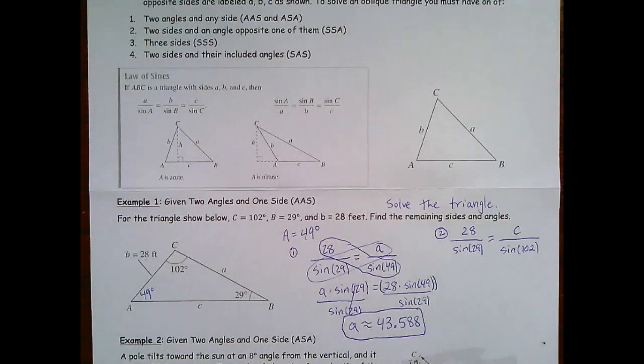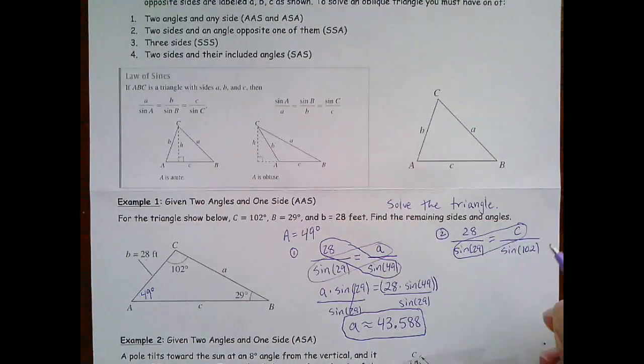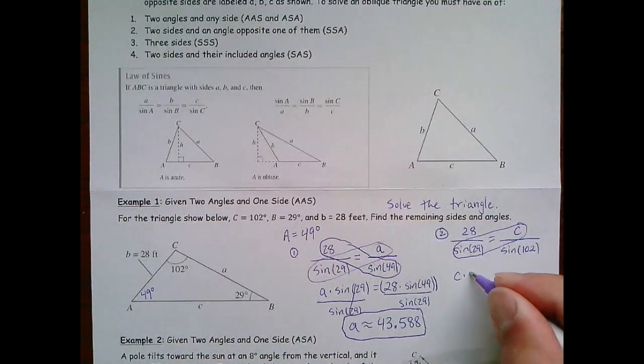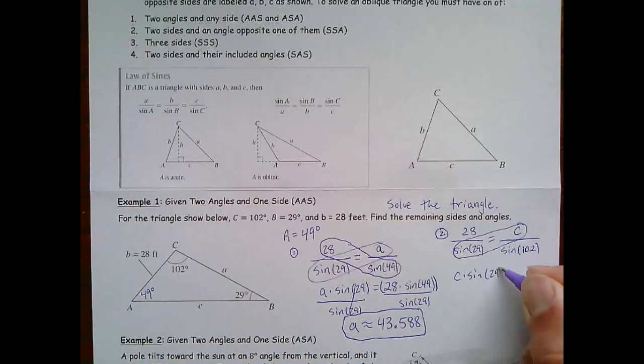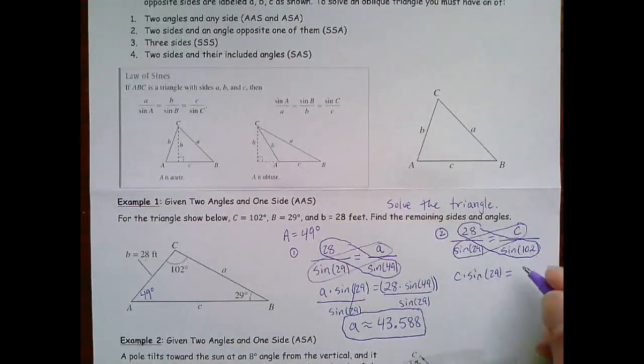Well, I have a proportion. I have two fractions that are equal to each other, so I'll be allowed to cross multiply. If I cross multiply, very similar to what we did in the first one, I would have C times the sine of 29 equals 28 times the sine of 102.